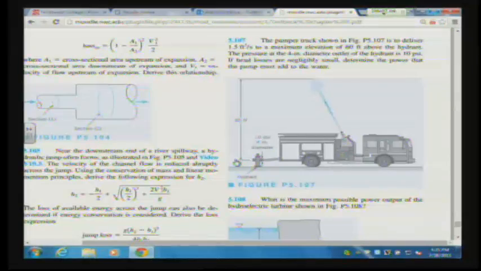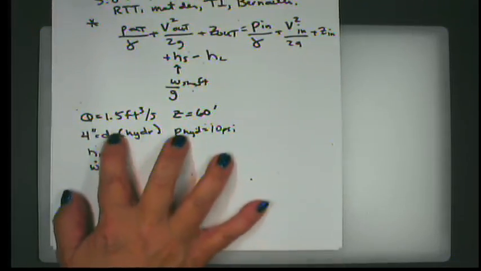The pressure at the 4-inch diameter outlet of the hydrant, the pressure at that point is 10 psi. So the pressure at the hydrant is 10 psi. Now, if head losses are negligibly small, that means H sub L is approximately equal to 0. Determine the power. So we want some sort of a W dot. How much power are we going to have to put through the pump in order to squirt the water up that high? All right, so I've written down a few of the variables here.